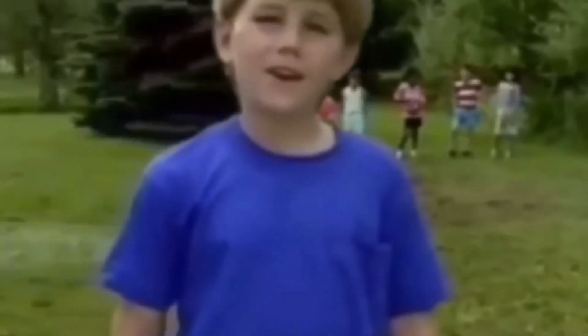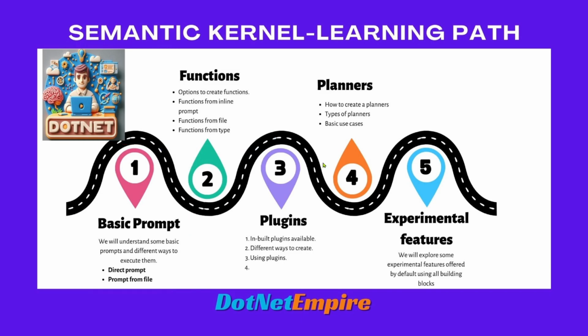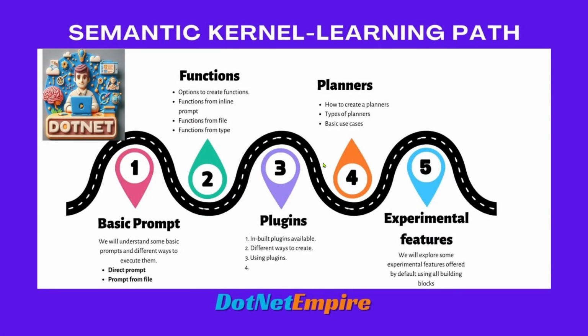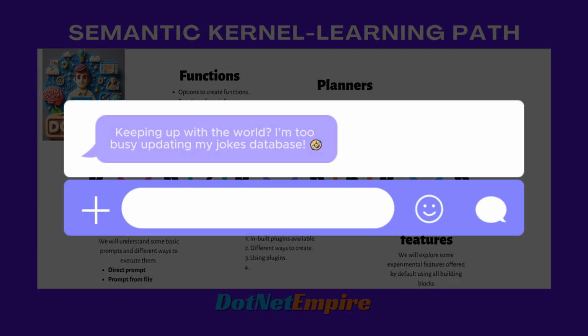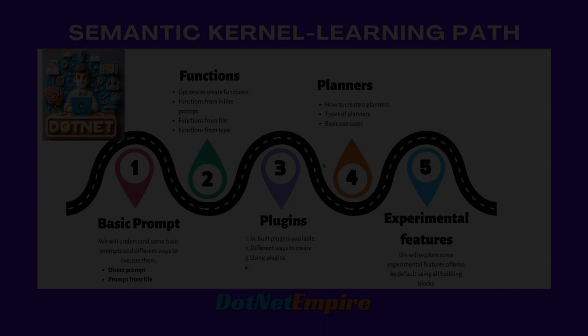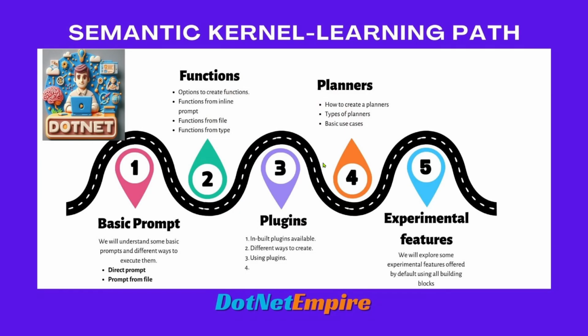Wait a minute. Before we go and create these kernel functions, it is very important to understand what are the problems that these kernel functions are trying to solve for us. Now let us see the challenges that we are facing with the LLMs. Suppose you are asking a question to an LLM: who won yesterday's match between CSK and LSG? Obviously you can't expect the answer from the LLM, because these LLMs were trained on data up to a certain point of time. So it can give you answers on activities which happened some time before, but not just yesterday.